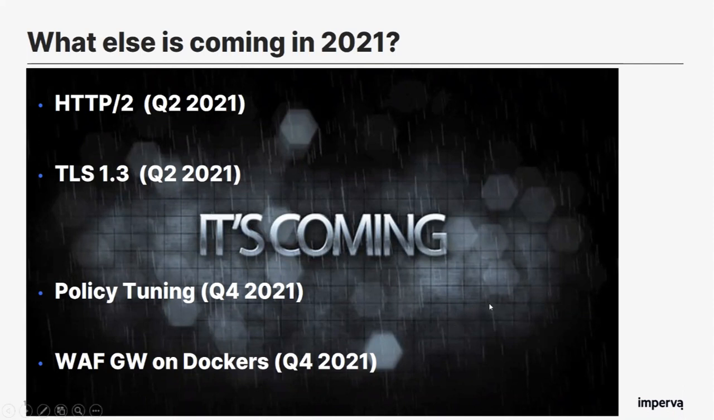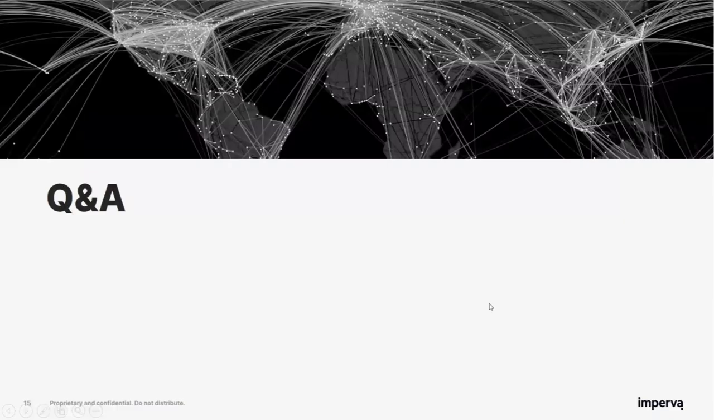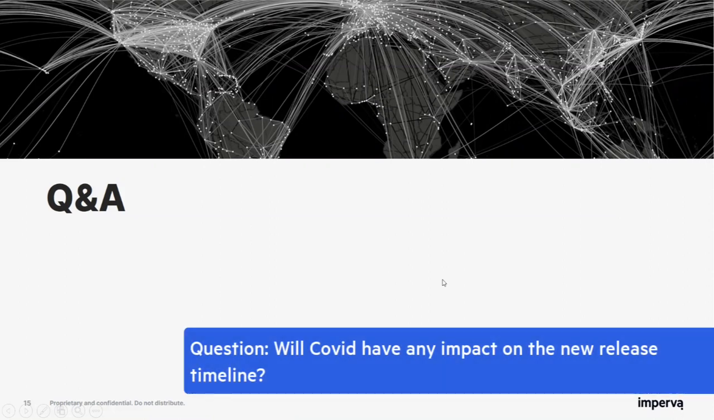So this concludes the roadmap presentation. And if there are more questions, I would be happy to answer them now. So there is one question, and I would just encourage folks to think about putting their questions now in the chat. But will COVID have any impact on these new version releases and timelines?